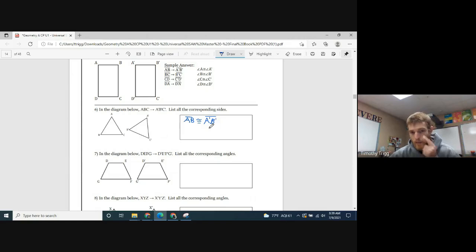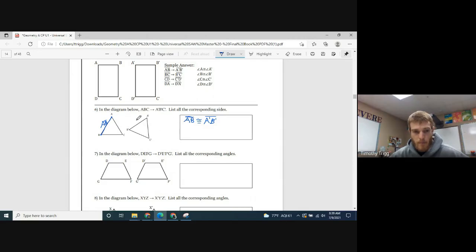Let's talk a little bit about the notation here. Notice I put a little bar on top. Whenever you see a line segment, meaning a connection of 2 points, like this connection here, we would label that as AB, and we put a little bar on top.